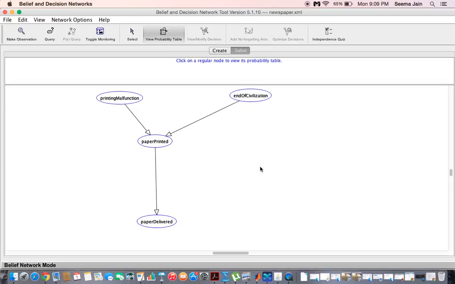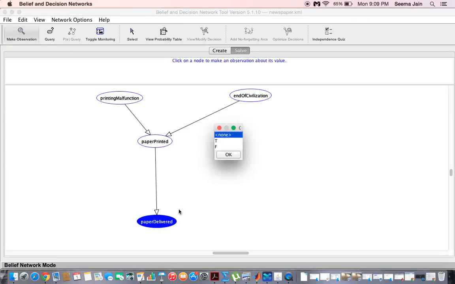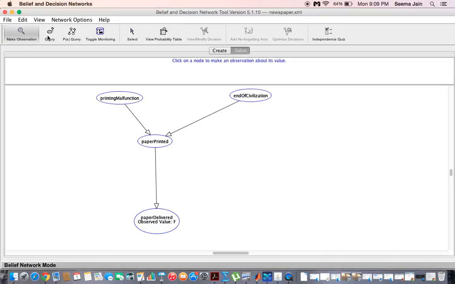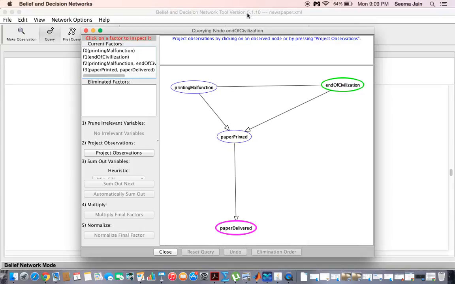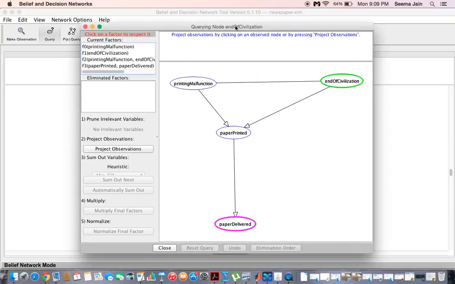Okay. So let's consider the scenario where we observe that the paper has not been delivered. So the paper delivered variable has been observed to be false, and we want to query what is the probability that it's the end of civilization. We go to verbose mode, and this is what we get. So this is the variable that we need to query, and this is our observed variable.